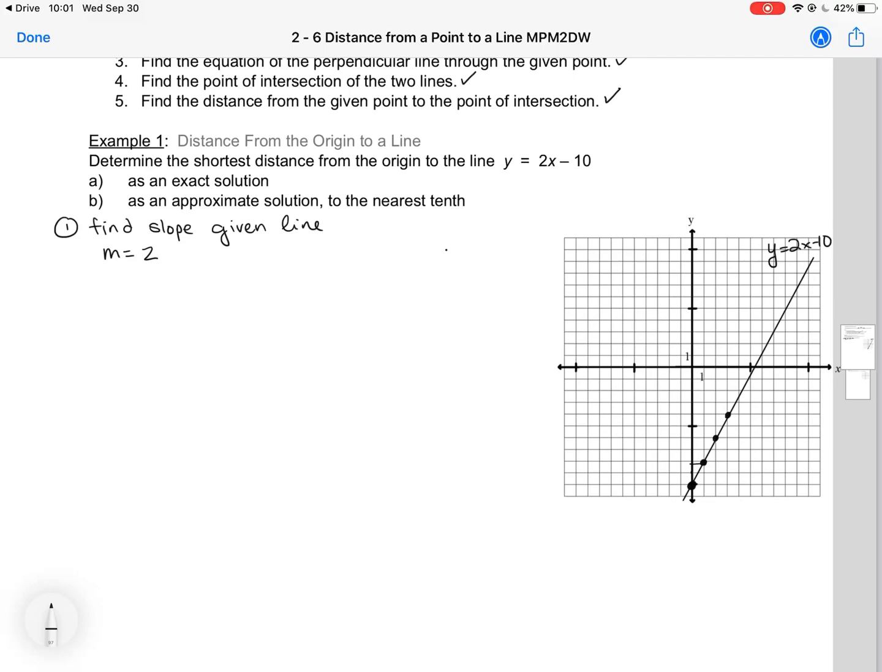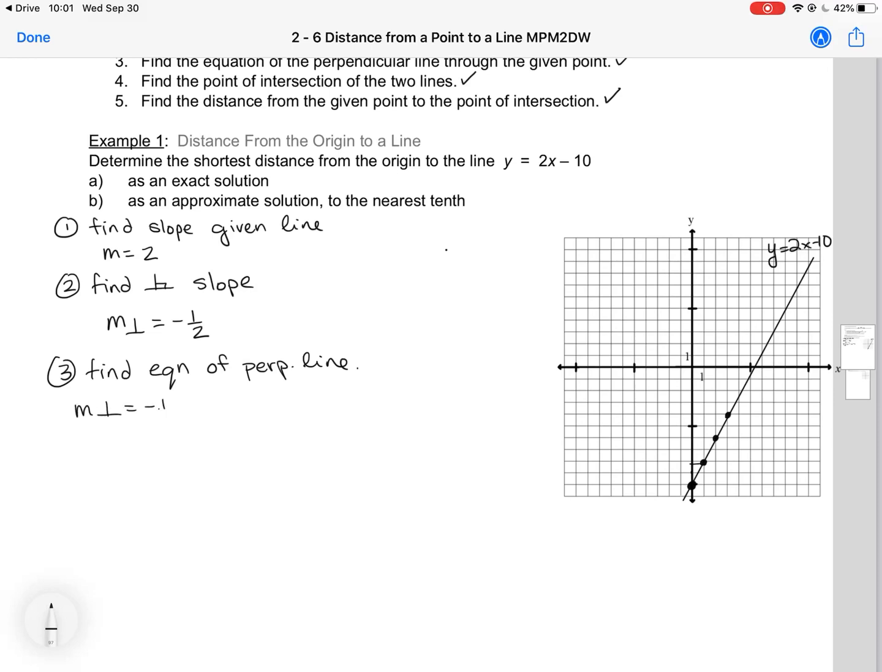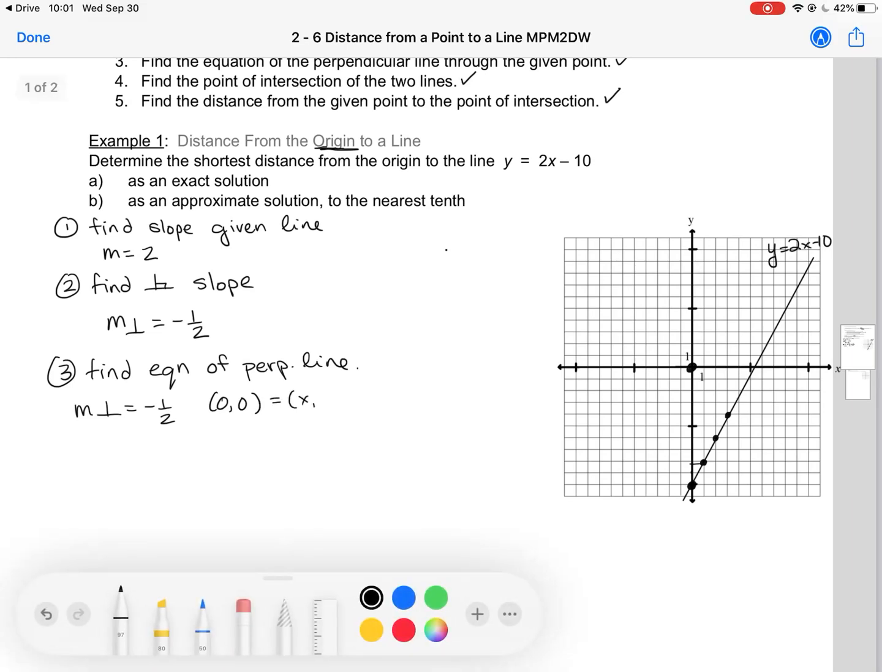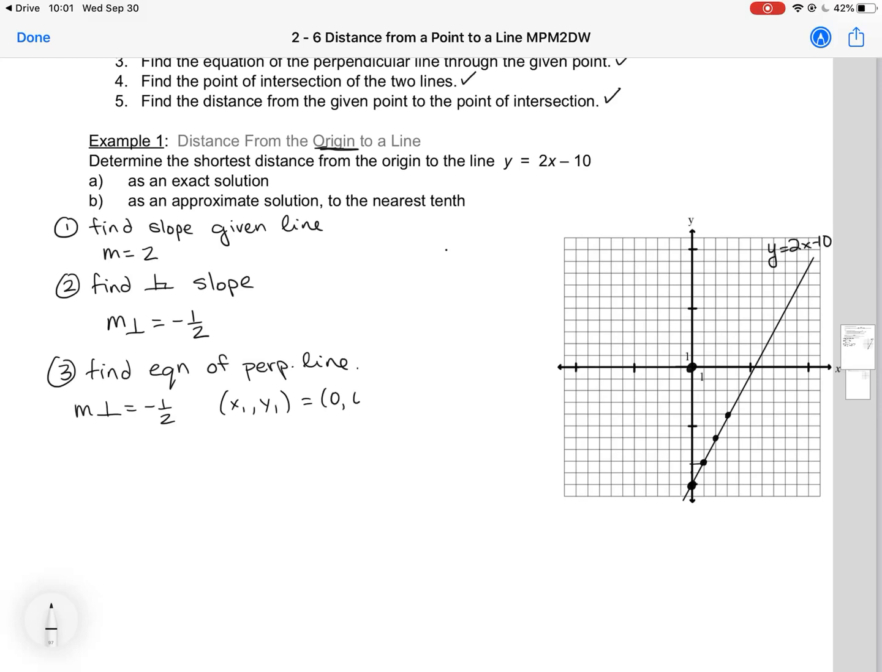My second step is now to find the slope of a perpendicular line to the given line. So find a perpendicular slope. If you remember, that is the negative reciprocal. So my perpendicular slope is going to be the negative and the opposite. So I'm going to flip the fraction here. And now I'm going to find the equation of that perpendicular line. Now you might say, well, I know the slope. What is the point that I'm using? In this case, we're doing the distance from the origin to the line. So the point that we're actually using is going to be 0, 0, which is going to be our x1, y1.